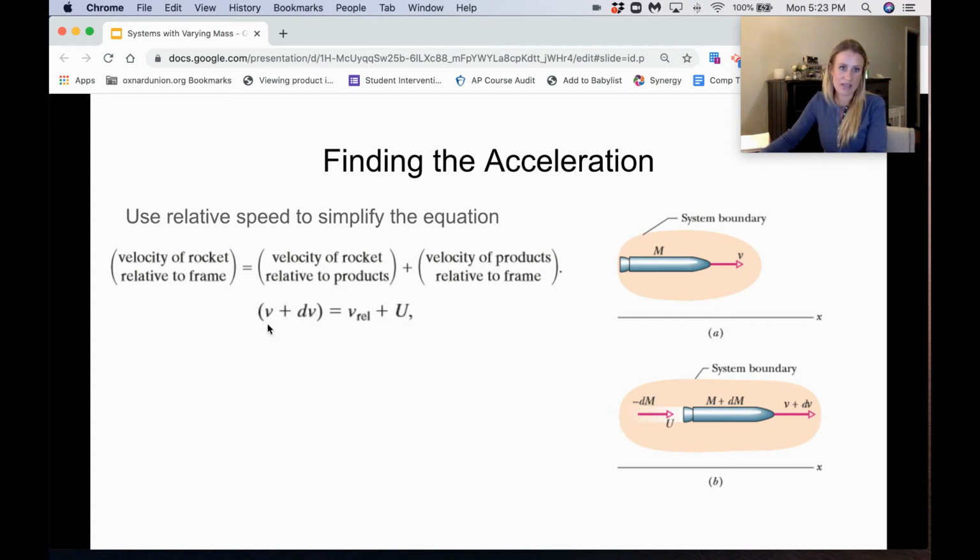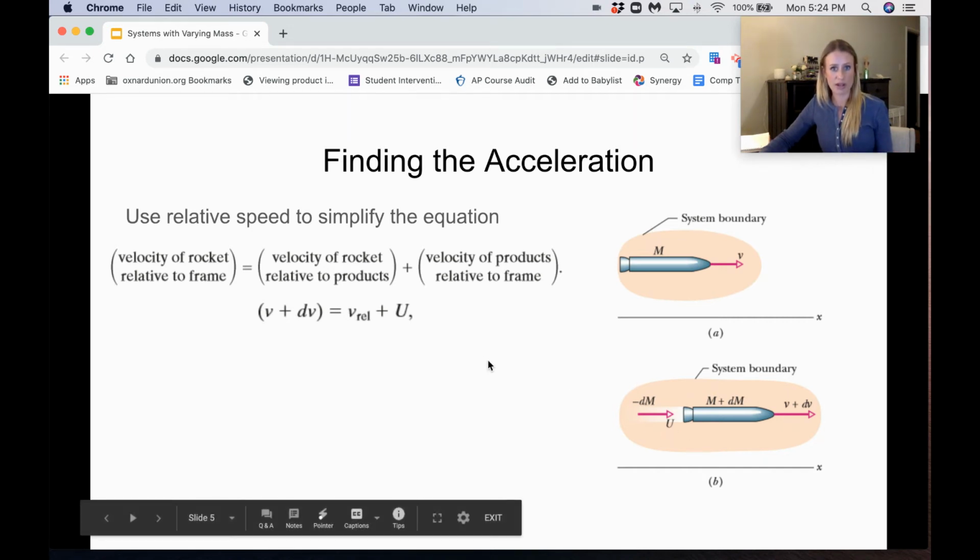This is the velocity of the rocket relative to the frame, or to the outside observer. So this is the velocity that we're seeing the rocket go, v, its original velocity, plus the change in velocity, equals this relative velocity, the velocity of the rocket relative to the products. If we're seeing the rocket going 10 meters per second, and we're seeing the fuel going, say, 2 meters per second, the rocket is going to see the fuel going 8 meters per second. That's what this relative velocity is. Then plus the velocity of the products relative to the frame, which is just the velocity that we as the observers see the products going.